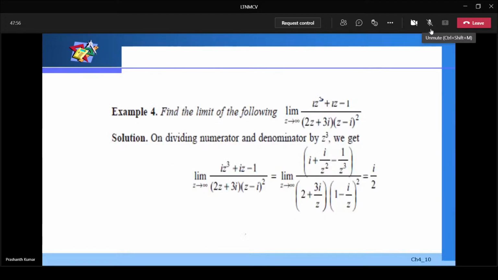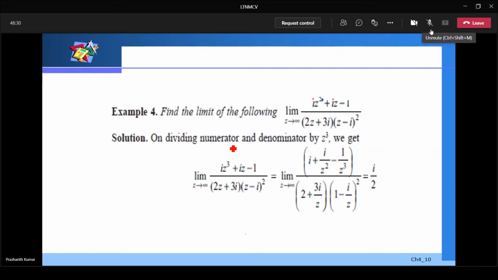Find the limit of the following function: the limit as z tends to infinity of (i z cube plus i z minus 1) by (2z plus 3i minus z minus i whole square).